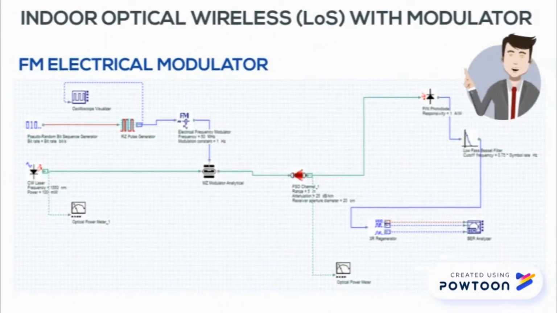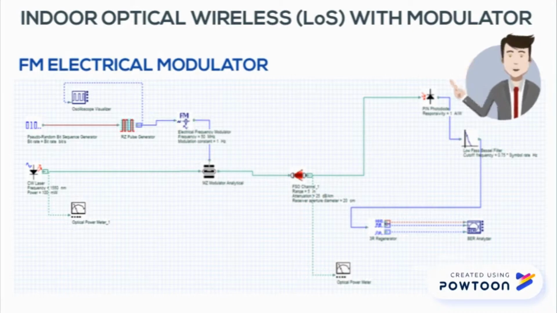The pseudo random bits go to the RZ pulse generator before entering the electrical frequency modulator. Both inputs are combined at the MZ modulator analytical before being transmitted to the FSO channel. The output goes to the PIN photodiode and is filtered at the low pass Bessel filter. The result is taken at the BER analyzer that shows the reading of the bit error rate, Q factor, I high, and threshold voltage.